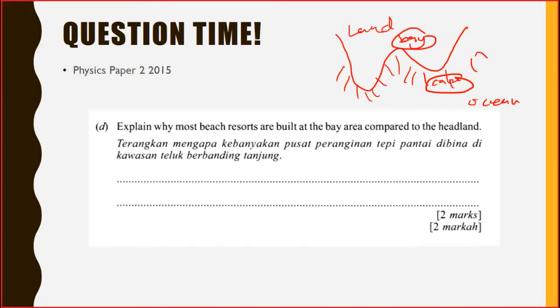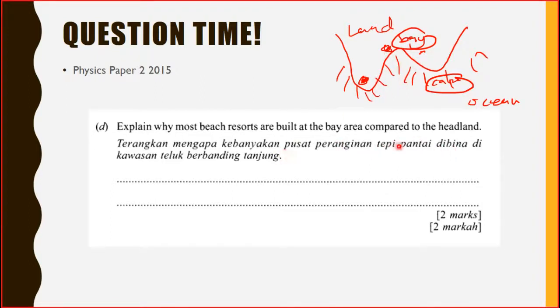What happens is that most of the resorts are built over here at the bay. I don't think I have seen many places that built a hotel at the Cape. If there are people building at the Cape, maybe it's for the view, or maybe it's high ground, but most of the resorts are built at the bay. Why is that? That's the question.